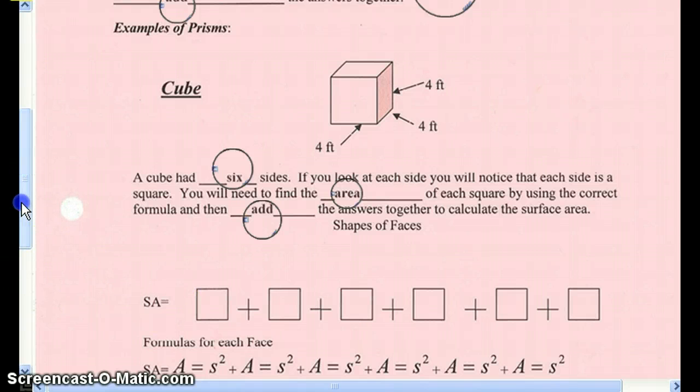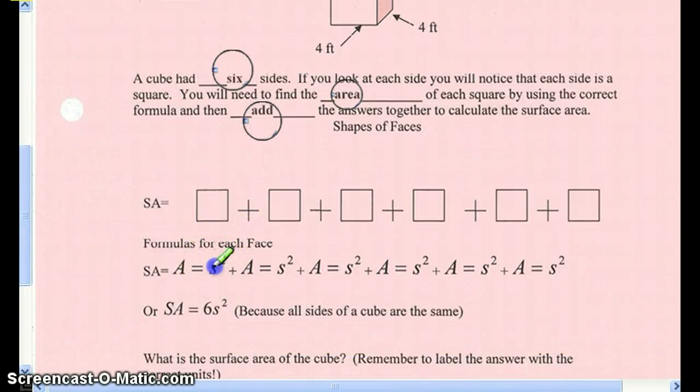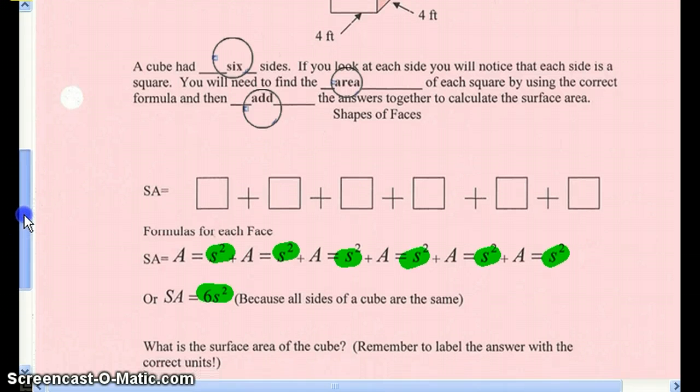So if you look at this formula, we have side squared for each square, and there are 6 different squares. So we would add those areas all together, side times side plus side times side, etc. Or the surface area could be represented by 6 times side squared, because all the sides of a cube are the same. What is the surface area of the cube above?